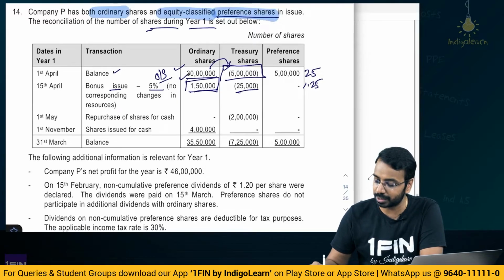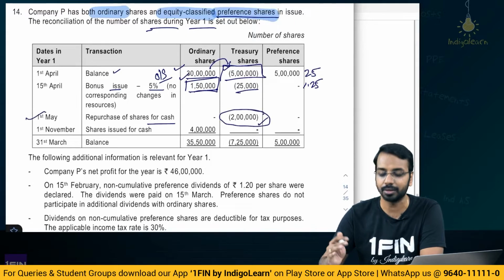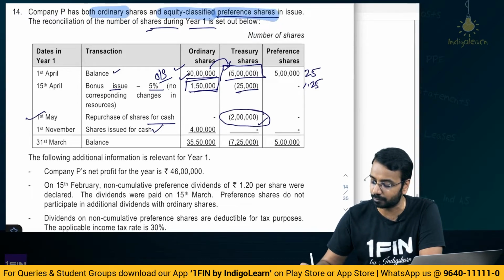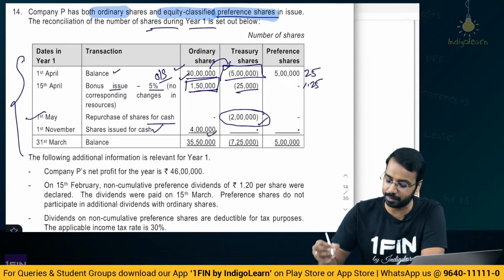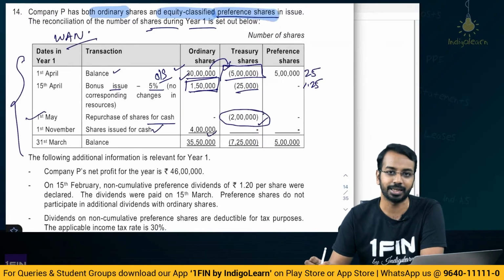Then, repurchase of shares for cash. So, they have purchased back shares. From the opening balance, you will reduce 2 lakhs from 1st of May for the purpose of weighted average calculation. On 1st of November, issued shares 4 lakhs. So, with this table, you have to calculate the weighted average number of shares which are outstanding.